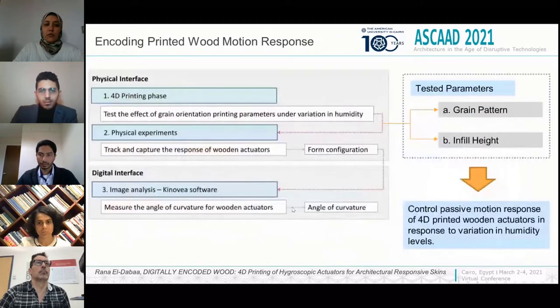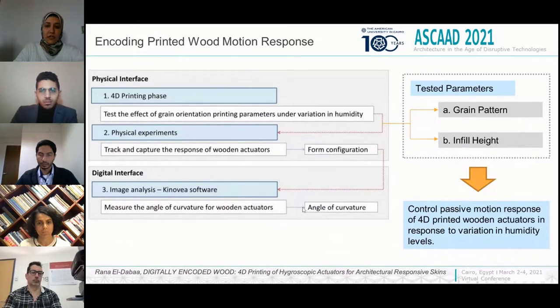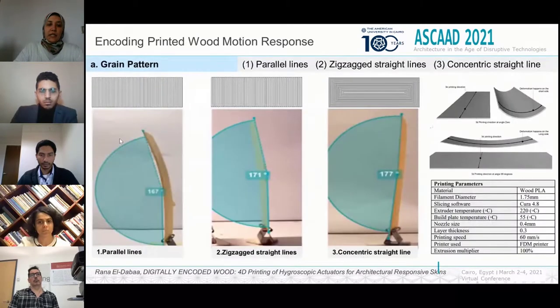The research is divided into 2 parts, the physical and digital interface. The physical part mainly requires testing the ability to encode the 4D printed embedded parameters of wood, specifically the grain orientation and infill heights, and their effect on its passive motion, while the digital interface mainly requires measuring the angle of curvature to evaluate and track the passive motion response using Kinovea.